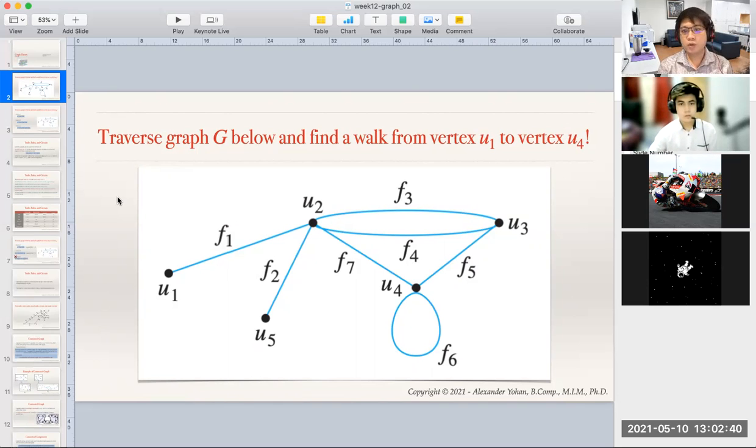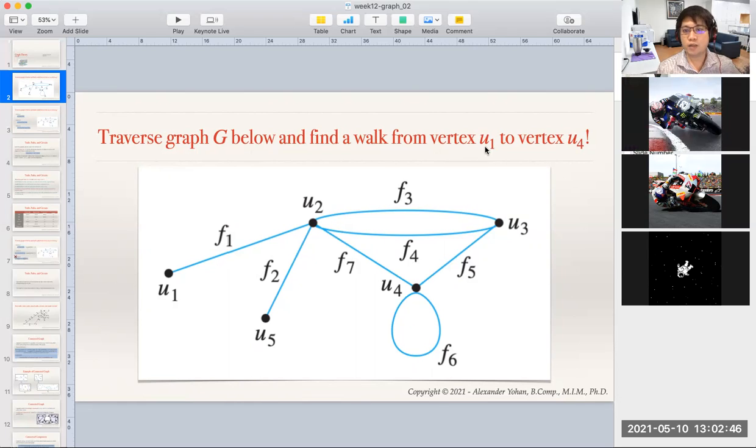Just a little bit of review. Can you help me to traverse this graph G below and find a walk, or find a way, from vertex U1 to vertex U4? I hope that everyone still remembers what a vertex is, what an edge is, how we can do the labeling of the vertices, and what the types of graph are.